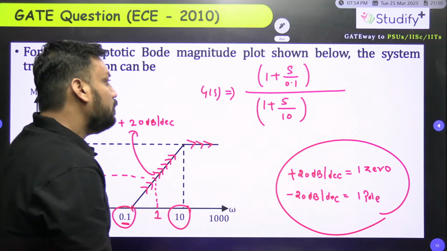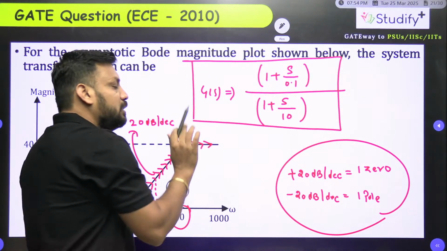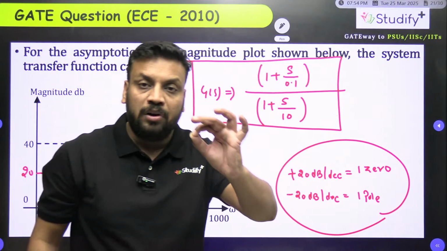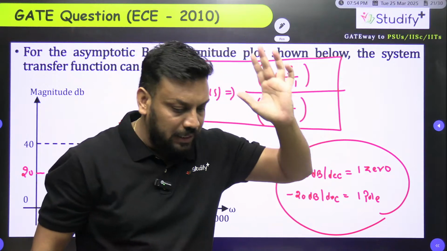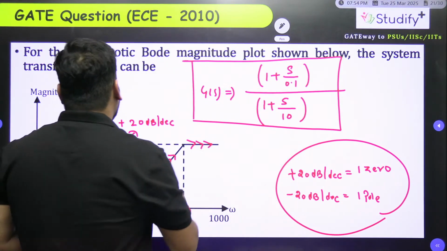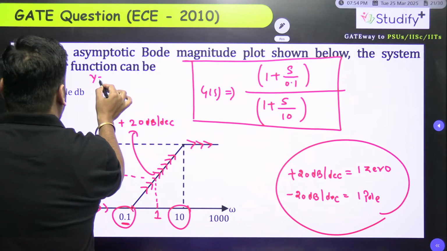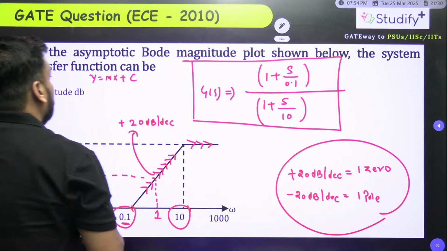Yes, sir. Now, students, this equation, this box is crystal clear. This is my final transfer function. I have already completed step number 1 and 2. I am just left with the last step, and the last step is the gain k. So y equals mx plus c. When you write y equals mx plus c here, what is the initial slope?